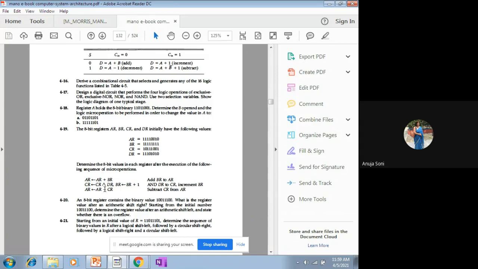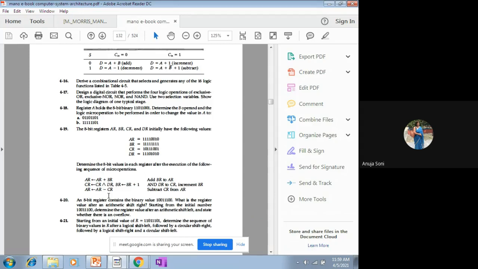Next is AR minus CR. The result will go to AR. So you have to subtract these two values. And the way I already told you, for doing the subtraction, wherever there is a negative sign, you can apply the 2's complement, and you can add the 2's complement to AR.